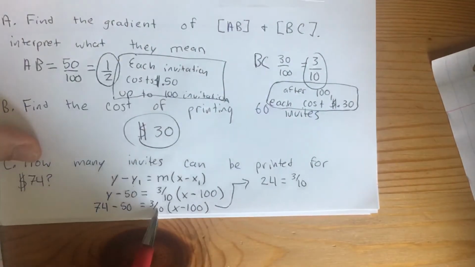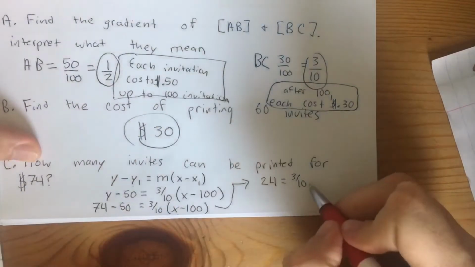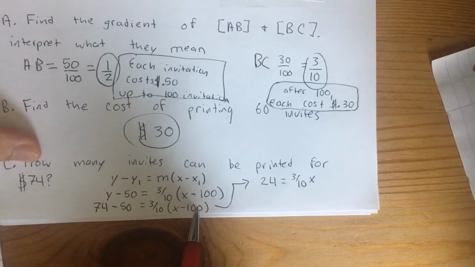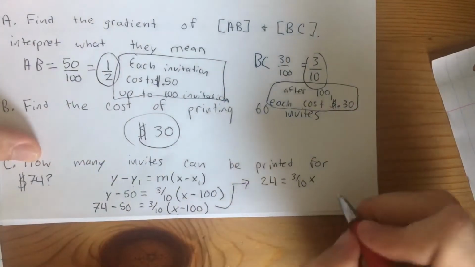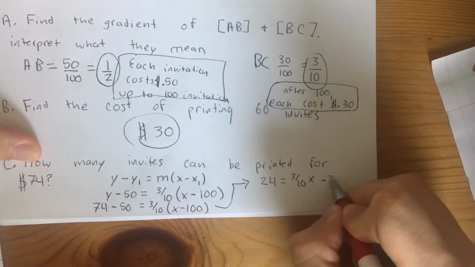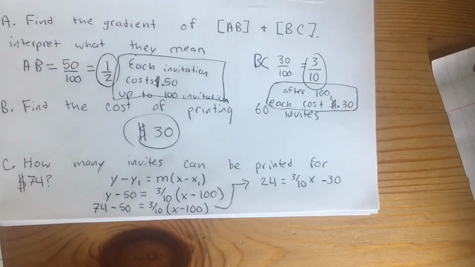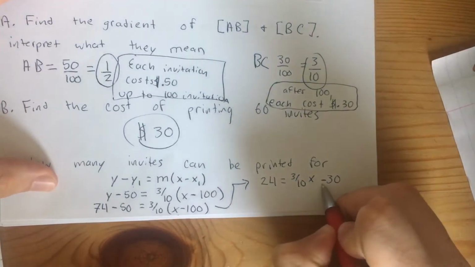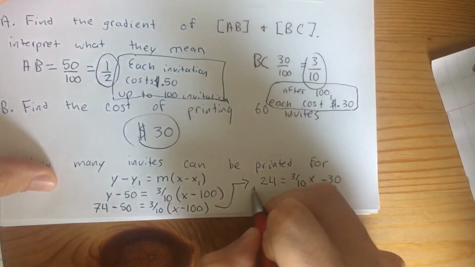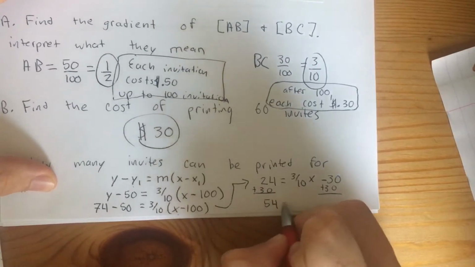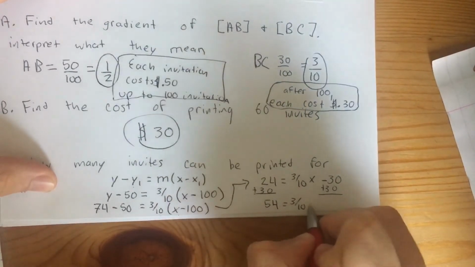I'm going to go ahead and distribute that x. So 3/10 of x is just 3/10 x. 3/10 of 100 is going to be 300 divided by 10. That's going to be 30. So we're going to say minus 30 here. Now to finish solving this, we're going to add 30 to both sides, plus 30. We're going to get 54 equals 3/10x.